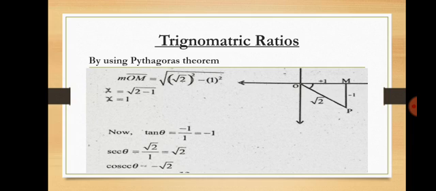The formula of secant theta is r over x. The value of r is under root 2 and the value of x is equal to 1. So the answer is under root 2. Last, cosecant theta. The formula of cosecant theta is r over y. The value of r is under root 2 and the value of y is minus 1. When we divide under root 2 by minus 1, the answer will be minus under root 2.